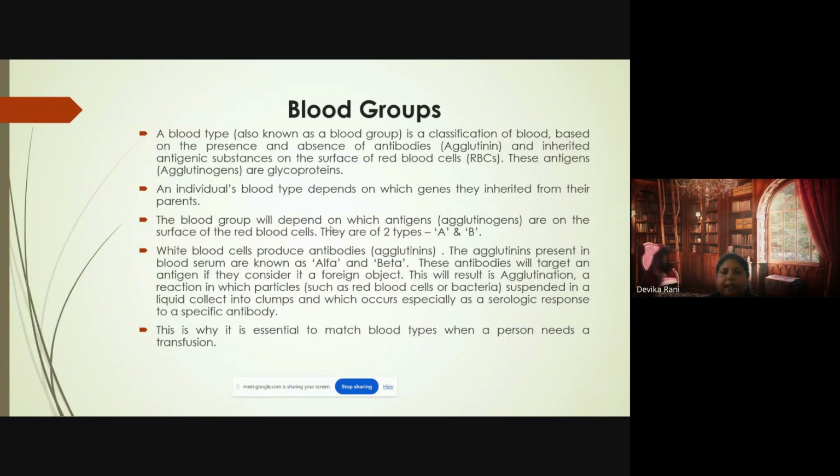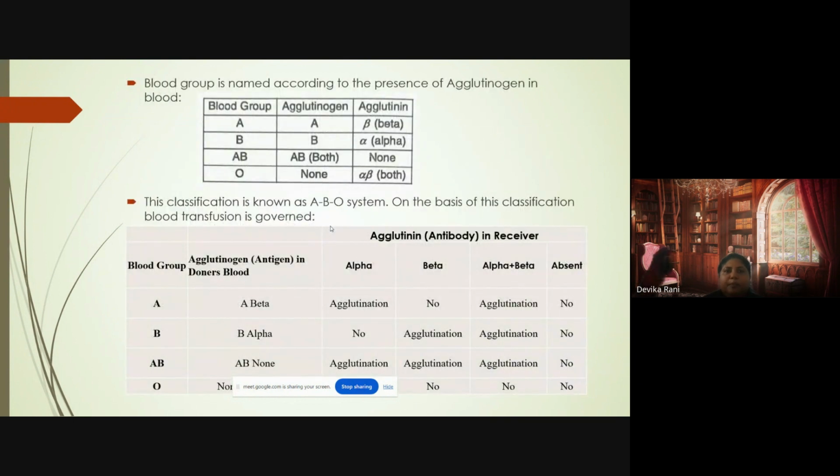So when it collects into clumps, that means it has been attacked, ingested, and made useless. This is why it is essential to match blood types when a person needs a blood transfusion. So how does this work? Blood group is named according to the presence of agglutinogen in blood.